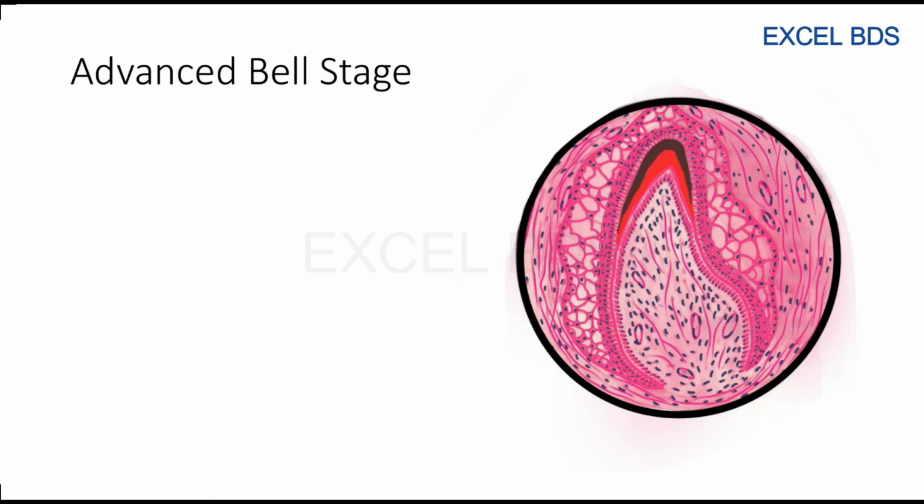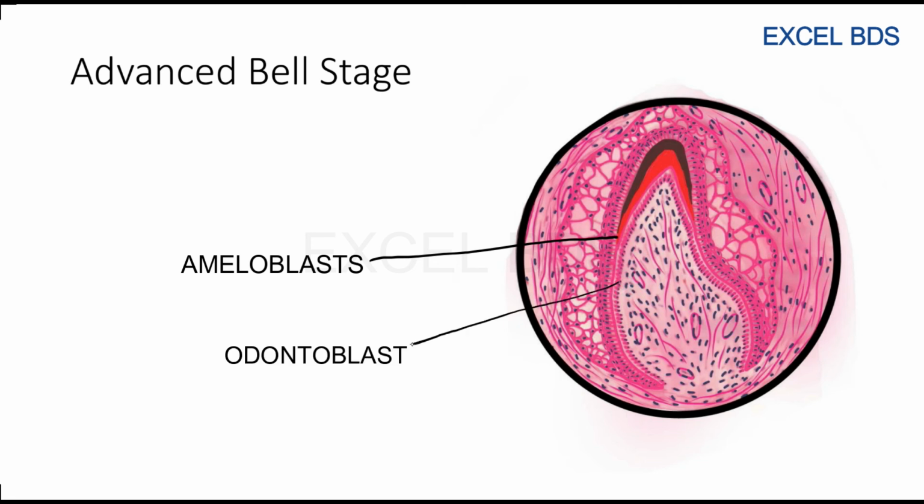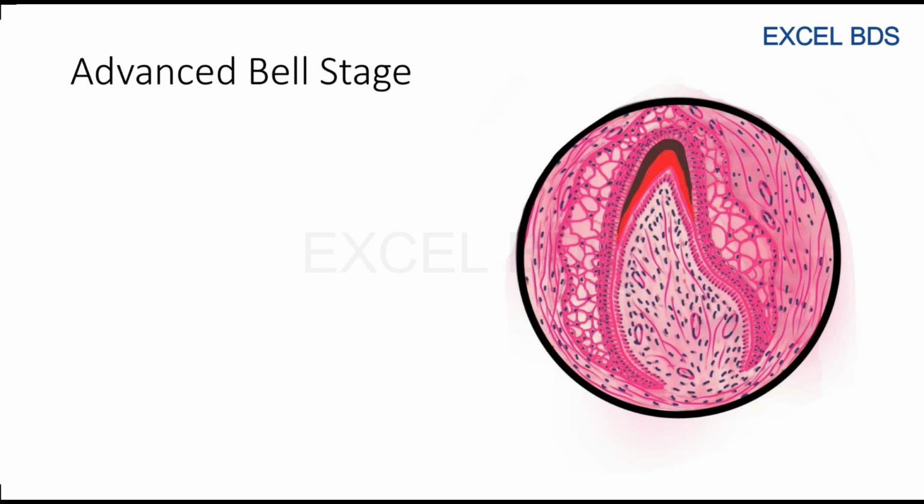What happens first? In early Bell stage, what had happened? The ameloblasts were formed, and then odontoblasts were formed. Here the stellate reticulum keeps collapsing, right? And then the dental papilla will signal the odontoblast to form dentin. This red thing is the dentin, the first layer of dentin that is laid down, which is known as mantle dentin.